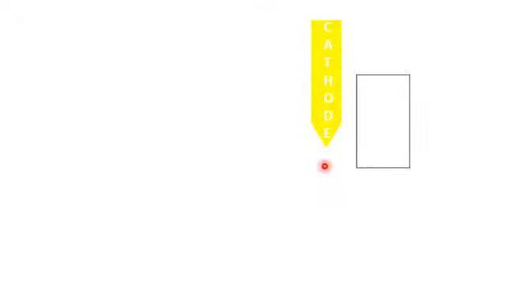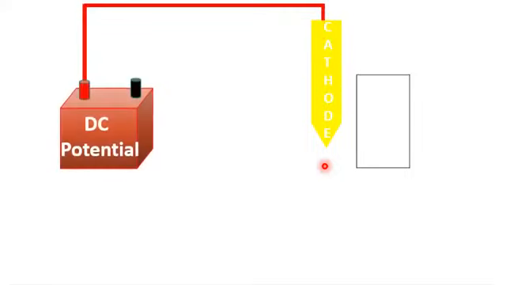The cathode in the plasma arc igniter system is connected with the negative terminal of a direct current potential source. Dear student, what do you think, why do we need a direct current potential source in the plasma arc igniter system? Basically, why don't we use an AC potential source in the plasma arc igniter system?